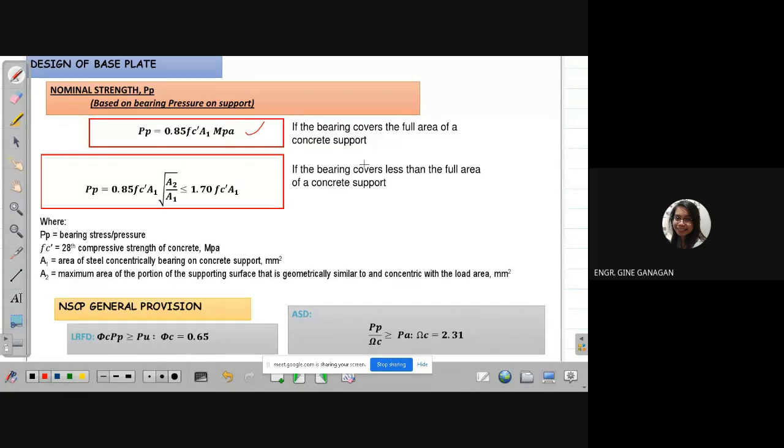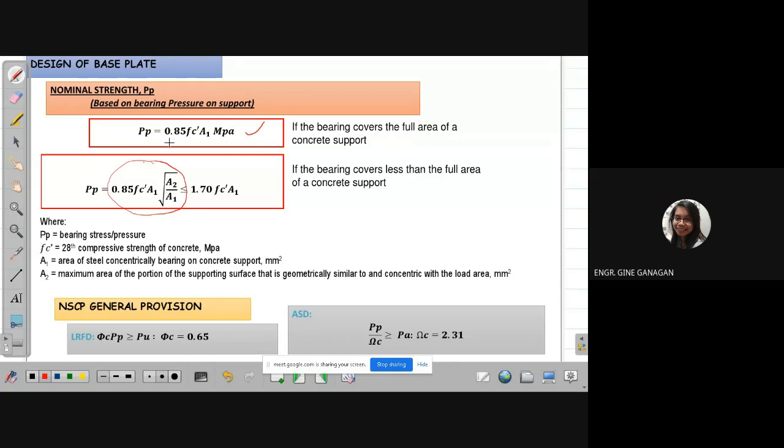And pag yung bearing naman natin covers less than the full area of the concrete support, yung Pp natin is this equation. So we have 0.85 fc' A1 multiplied by the square root of A2 over A1. And this equation dapat should not exceed 1.7 fc' A1. Okay?